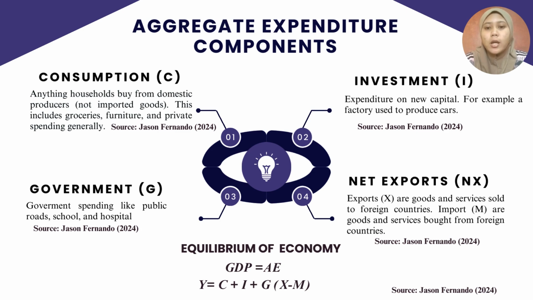And the last one is export minus import. Exports are goods and services sold to foreign countries, and imports are goods and services bought from foreign countries. For equilibrium of the economy, GDP equals AE. So, consumption plus investment plus government plus export minus import.